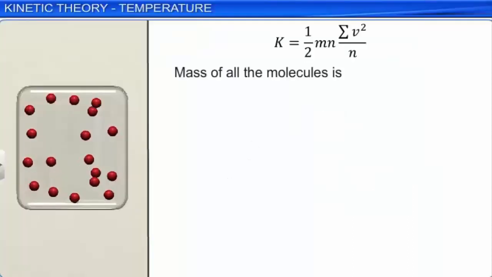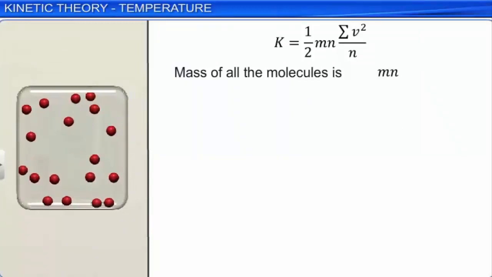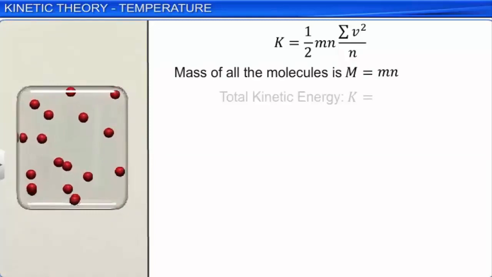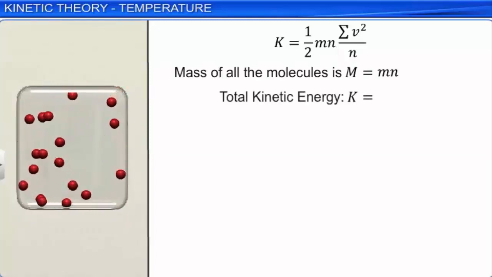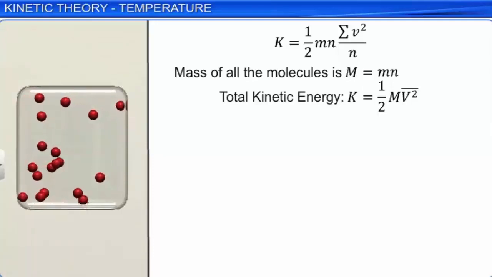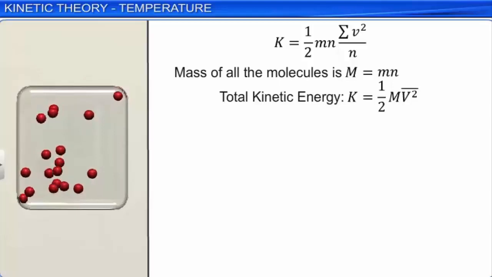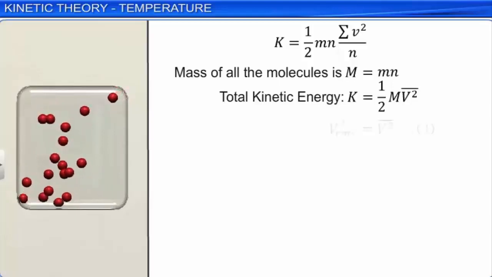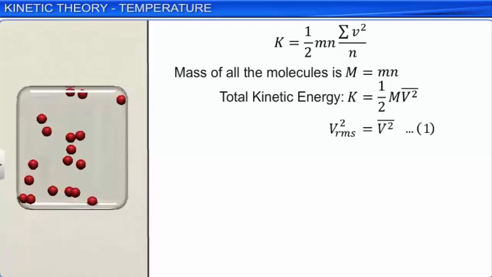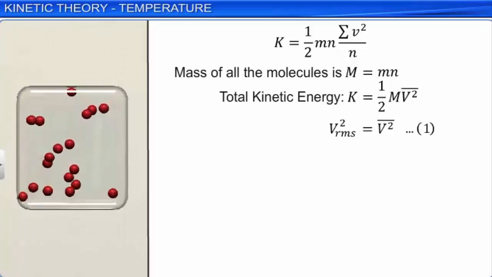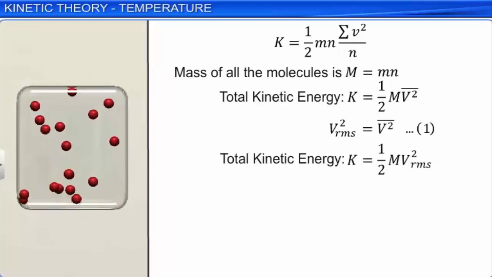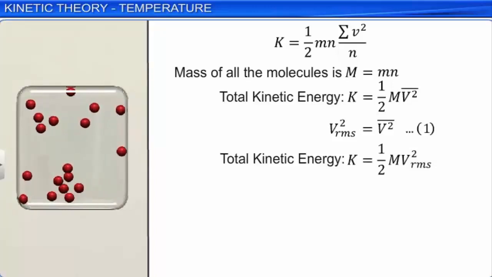The mass of all the molecules is mN, which is equal to M. Then the total kinetic energy, K, is equal to half M v square bar. But, as per equation 1, v_rms square is equal to v square bar. On substituting, we get the total kinetic energy as K is equal to half M v_rms square. Let this be equation 2.